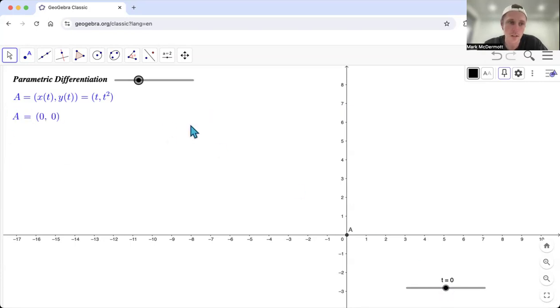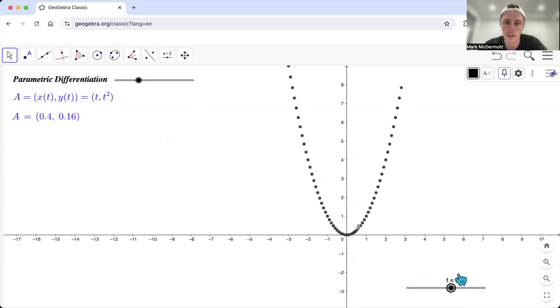At the moment, when t is 0, t squared is also 0, but as I start to move t around, we get this, right? And it graphs out this shape, which I'm hoping you realize is a parabola, y equals x squared. So that's a simple parameterization of y equals x squared.